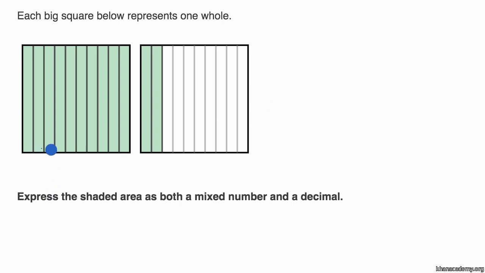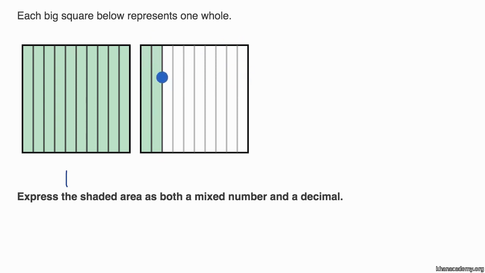So let's first start with the mixed number. So we see that we have one whole here. The whole thing is filled out. So this is going to be one whole. And then over here we have part of this second whole filled out. And it looks like we are dividing this whole into 10 equal sections. And then 2 of those are filled out.